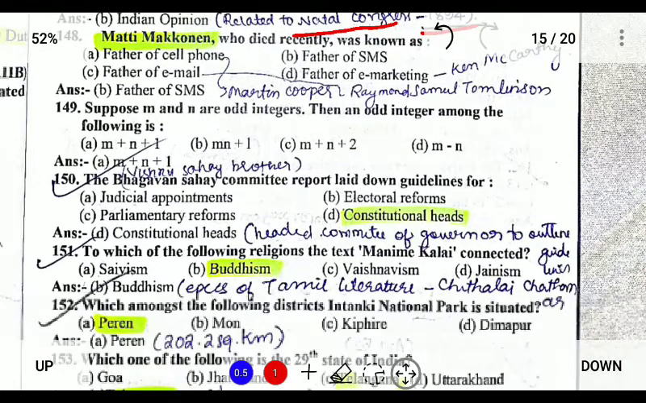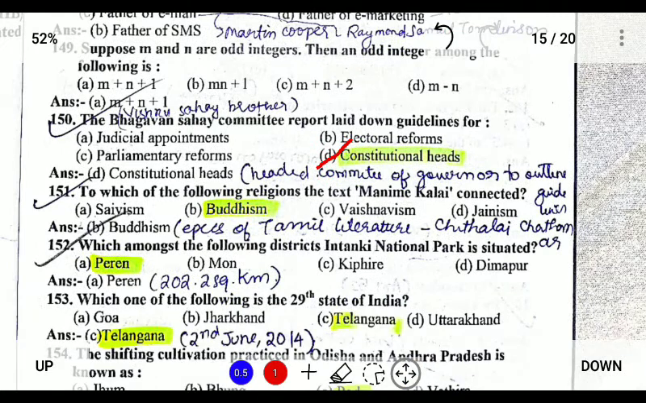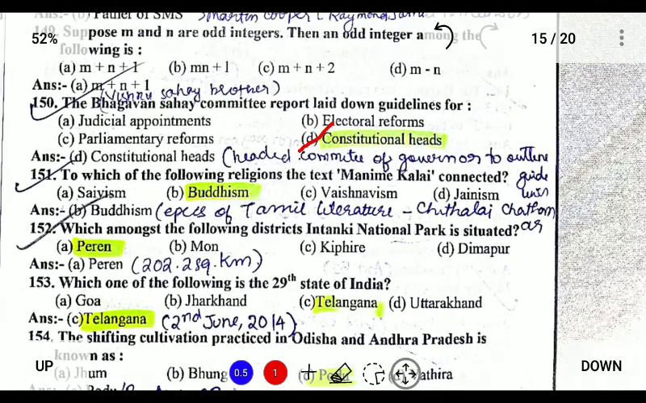Next, the Bhagavan Shah committee report laid down the guidelines for the constitutional head. Under this committee, the recommendation was that it headed the committee of governors to outline guidelines. And next, to which of the following religions is the text Maini Kalai connected? Buddhism, and this is related to the epics of Tamil literature.